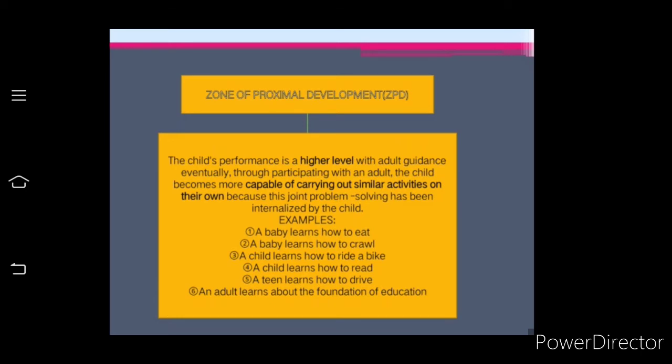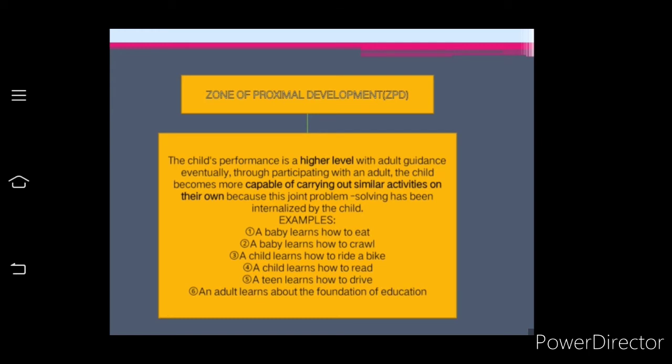The fifth meaning of proximal development is the level of performance of the learner with guidance, and the capability of the learner to carry out similar activities on their own. It talks about the guidance of the adult and the performance of the child on his own. For example, a baby learns how to eat, since you do the eating jointly.